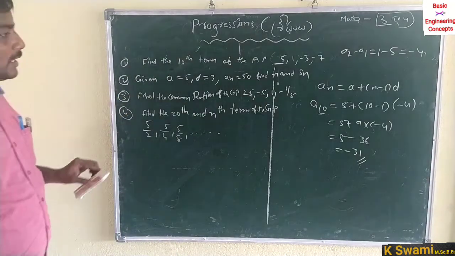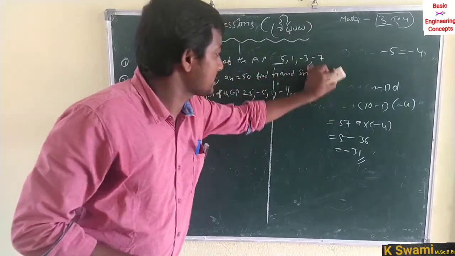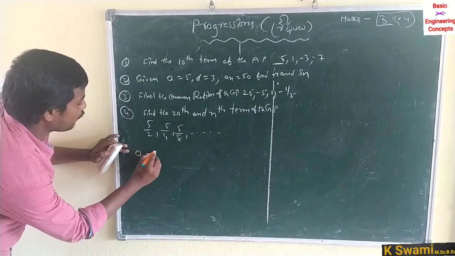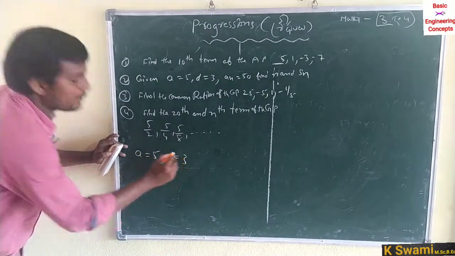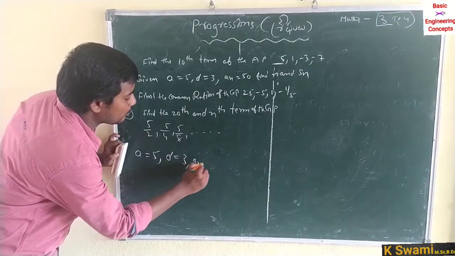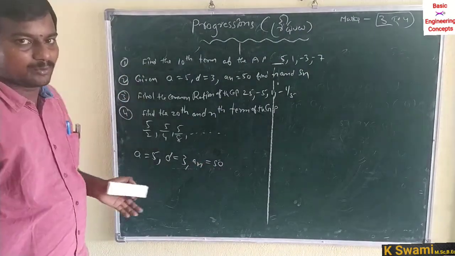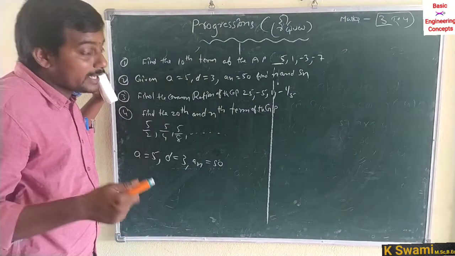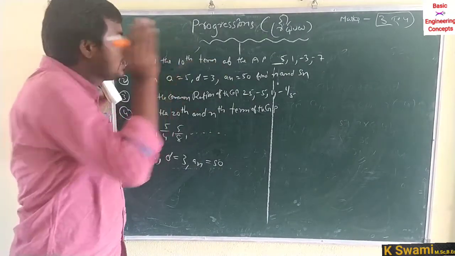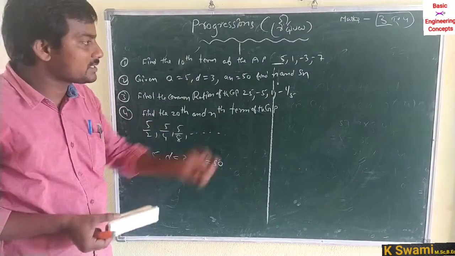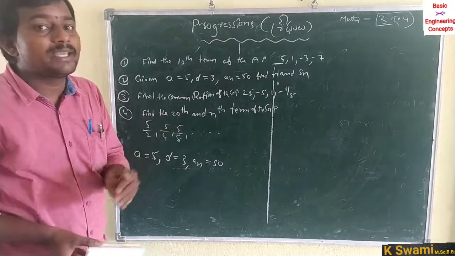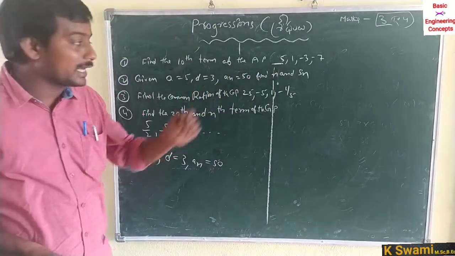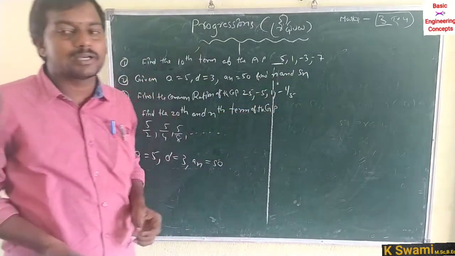The second problem is given a is equal to 5, where a means first term, and d is equal to 3, where d means common difference, and an means nth term. The last term in the given series, an, is equal to 50. Find n and Sn. n means how many terms in the given series, and Sn is the sum of the terms in the given series. ఇచ్చిన శ్రేణిలోని ఎన్ని పదాలు ఉన్నాయో కనుక్కోమంటున్నాడు, ఆ పదాల మొత్తాన్ని కనుక్కోమంటున్నాడు.